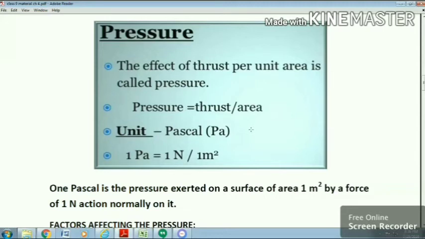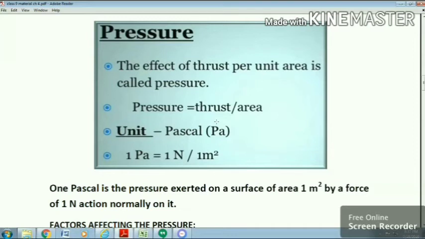The unit of pressure is 1 Newton by 1 meter square, which is called 1 Pascal, given after the famous scientist who has done a lot of research in this field. 1 Pascal is the pressure exerted on a surface of area 1 meter square by a force of 1 Newton acting normally on a body. Other units of pressure are 1 bar, which is equal to 10 to the power 5 Newton per meter square, and 1 atmospheric pressure, which is equal to 760 torr. Similarly, so many other units are there for pressure.